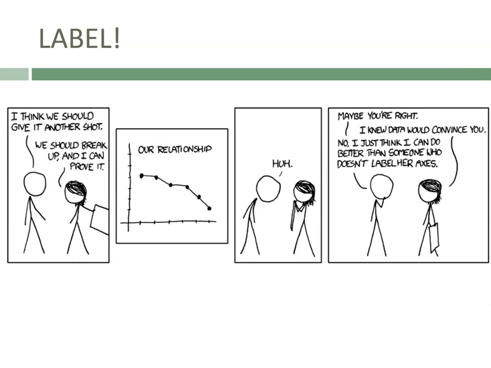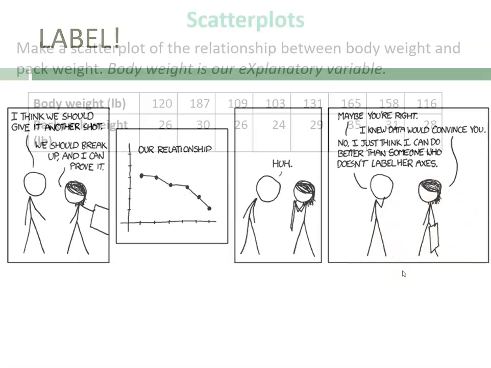Something everyone forgets is to label, right? I love this little cartoon. "I think we should give it another shot." "We should break up, and I can prove it." And look at her graph. "Oh, it's lovely." But he's like, maybe you were right. He's like, "I don't think I can be with someone that doesn't label her axes." Don't be like her. Label your axes, friends.